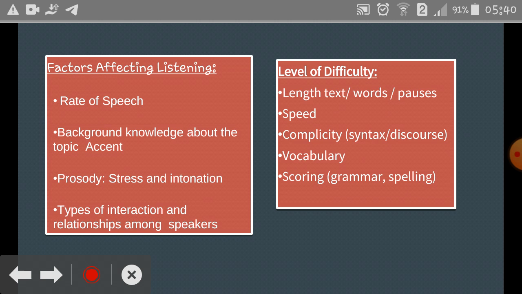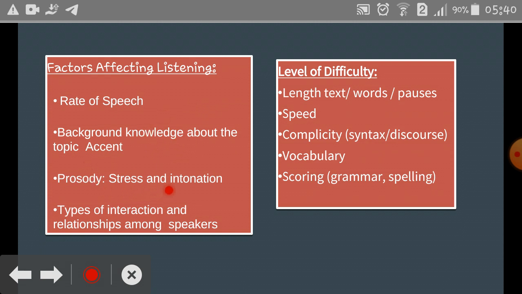So some factors that can affect listening are rate of speech. Rate of speech means whether the speech has a higher intonation or not, or whether someone speaks really fluently, or someone speaks very fast or not. The second factor that affects listening is background knowledge about the topic and also accent. For example, you are talking to someone from a rural area who has a different background from you, so it will be difficult for you if you do not really understand the topic that they are speaking about.